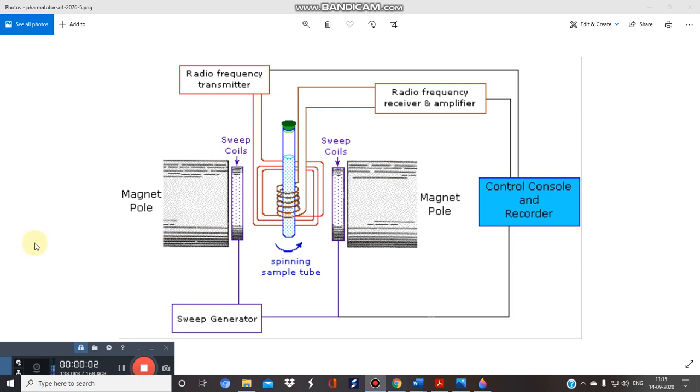I welcome you all to part 2 of the video on nuclear magnetic resonance spectroscopy, in which we have discussed carbon and hydrogen NMR. We are at the point where the sample is placed in the NMR tube, and alongside the sample we place two magnetic poles.